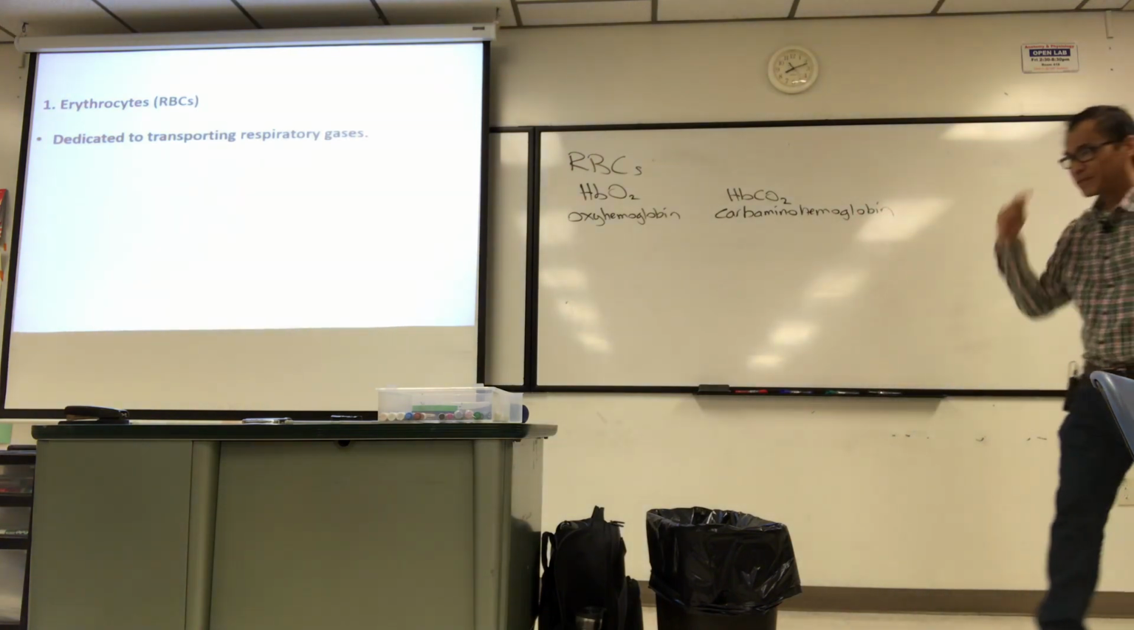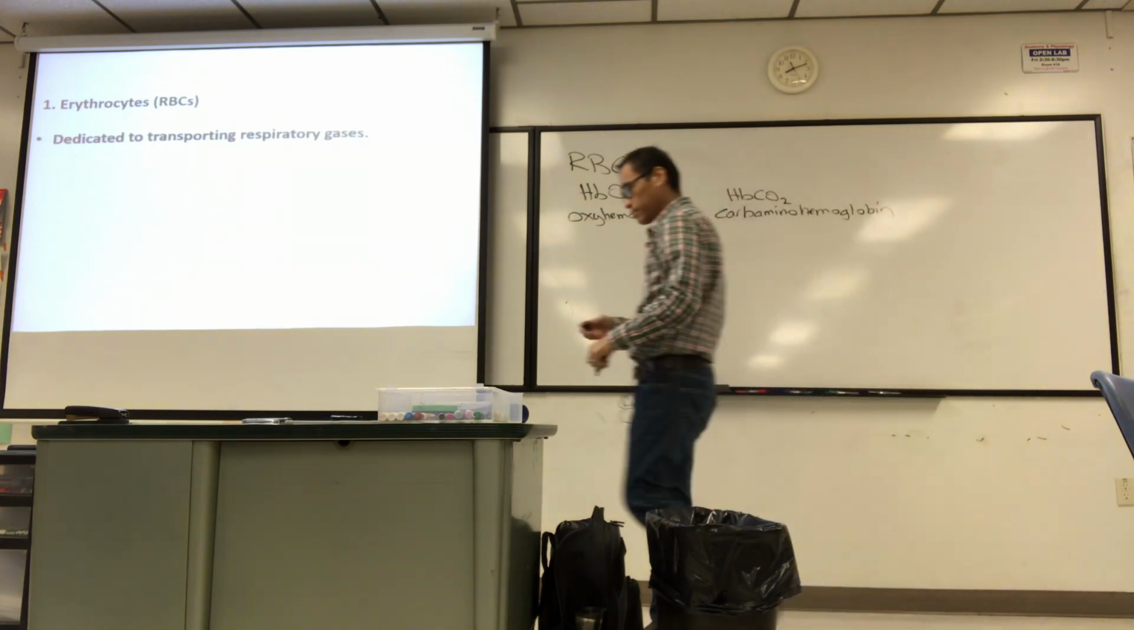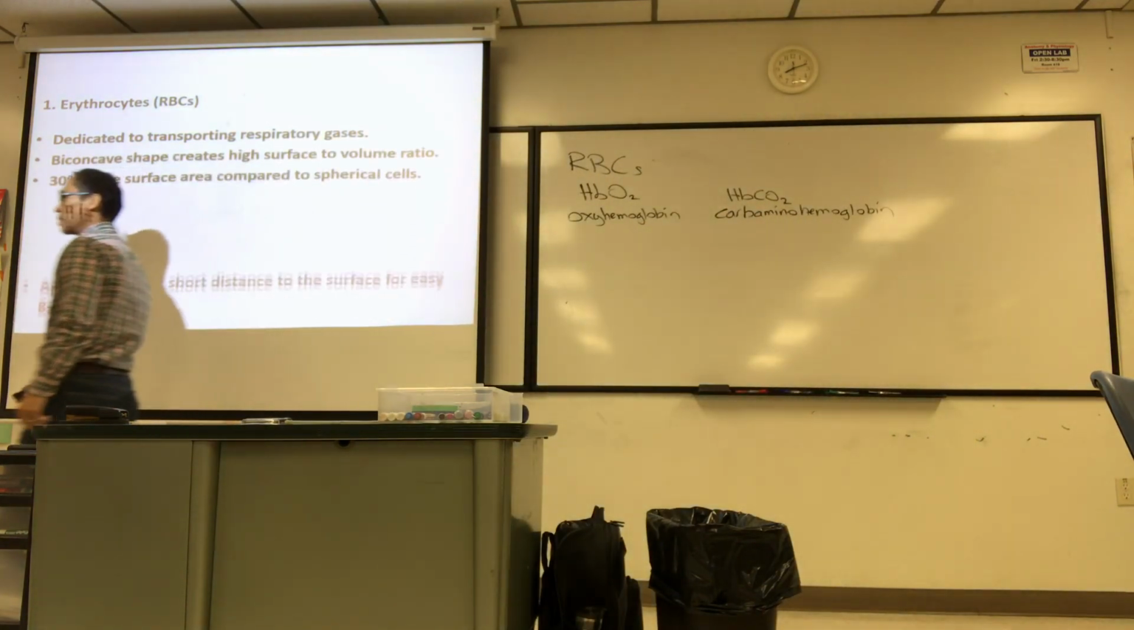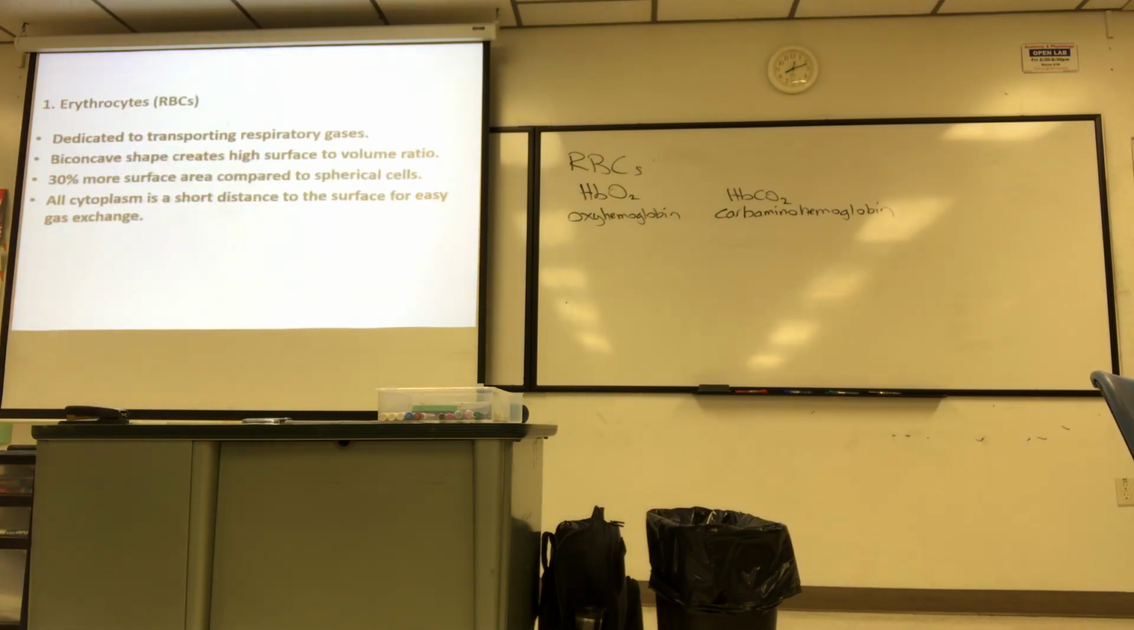All right, so it transports the respiratory gases. Let's get all the rest of the points up here. It's biconcave shape, and that shape allows it to have 30% more surface area compared to a round spherical cell. The benefit is all the cytoplasm is a short distance to the surface for easy gas exchange. So that's what these cells are specialized to do.